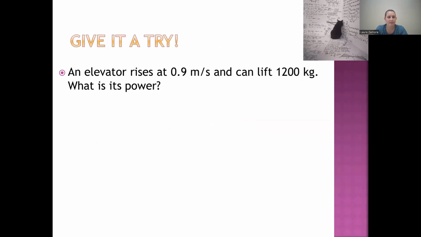Okay, so here's a problem for you guys. An elevator rises at 0.9 meters per second and can lift 1,200 kilograms. What is its power? Okay, if you don't have a calculator, grab your phone, grab a calculator, do mental math if you're very skilled at that. Give this a try and we'll come back and talk about the answer in just a minute.